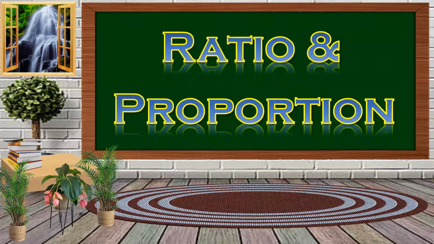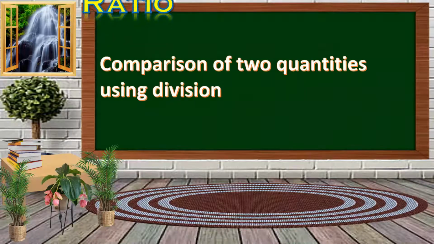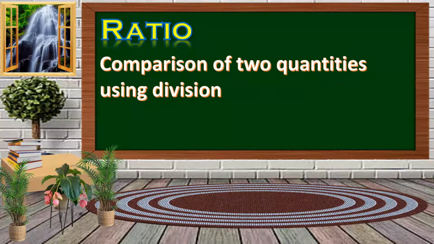Okay, so for this lesson, we're going to discuss ratio and proportion. Ratio is the comparison of two quantities using division. When it's a ratio, we compare two quantities with the use of division. In division, we can represent that using fraction form.